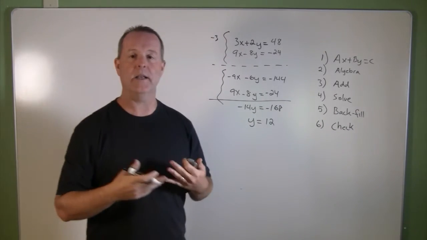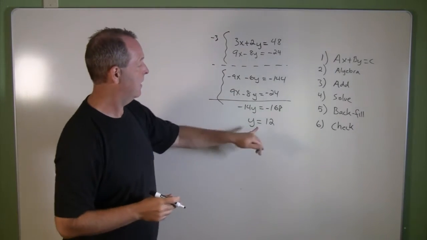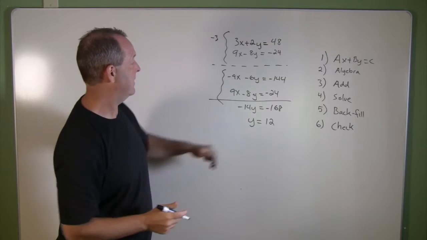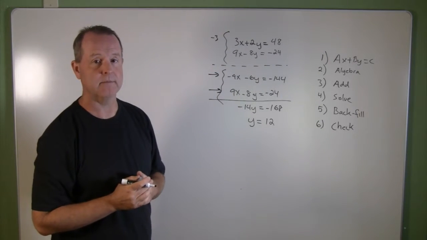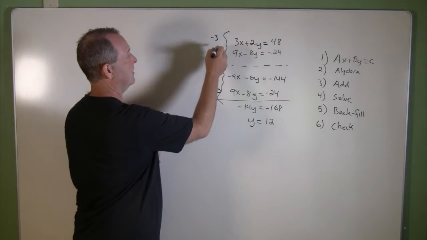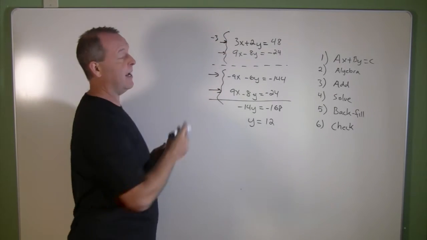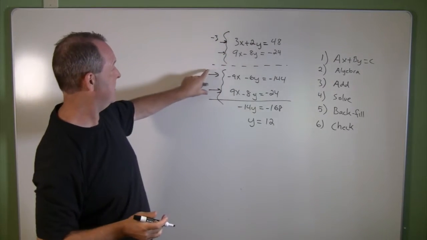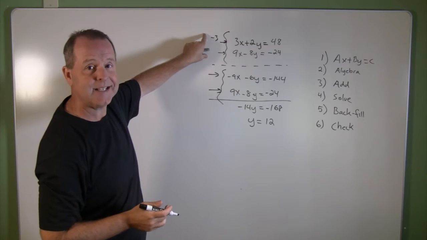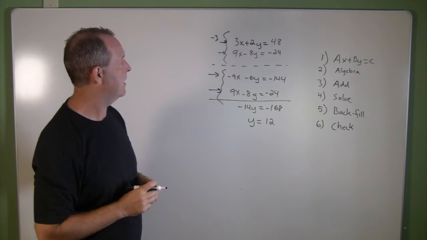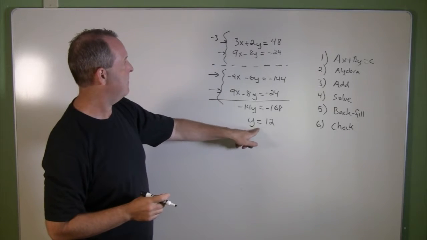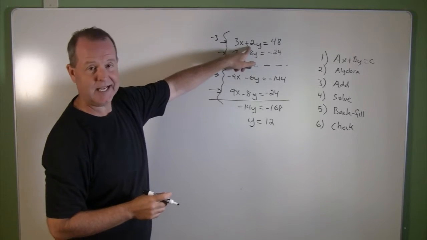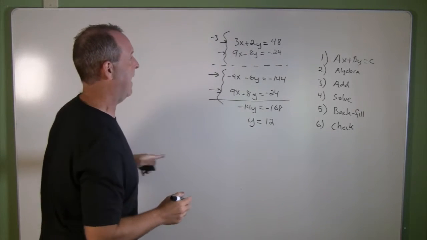Step 5, I'm going to back substitute or backfill. I'm going to take the solution of 12 and stick it into either one of those equations. And again, I can do it in these first ones as well, because this system is the exact same system as that one. There's no difference in doing that. I'm just going to look for the easiest place to do it. And for me, right here looks like the easiest one to backfill.